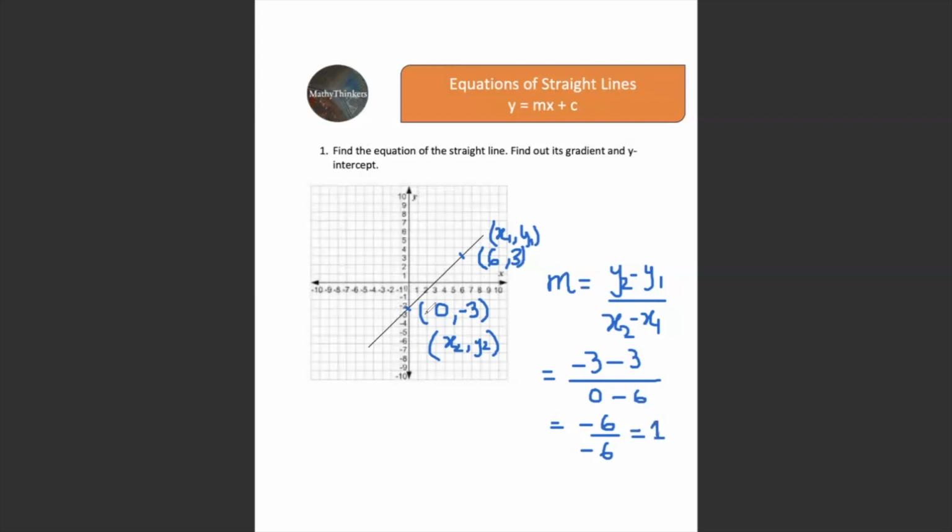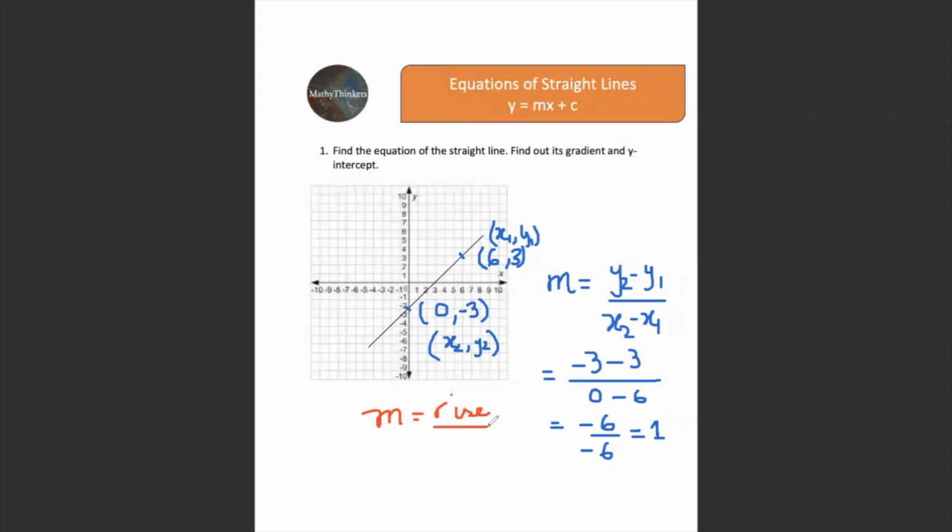So whatever pair of coordinates we choose along this straight line, we'll get the same value of m if we follow this rule of doing y2 minus y1 over x2 minus x1. So some people call it rise over run. So m equals rise over run.